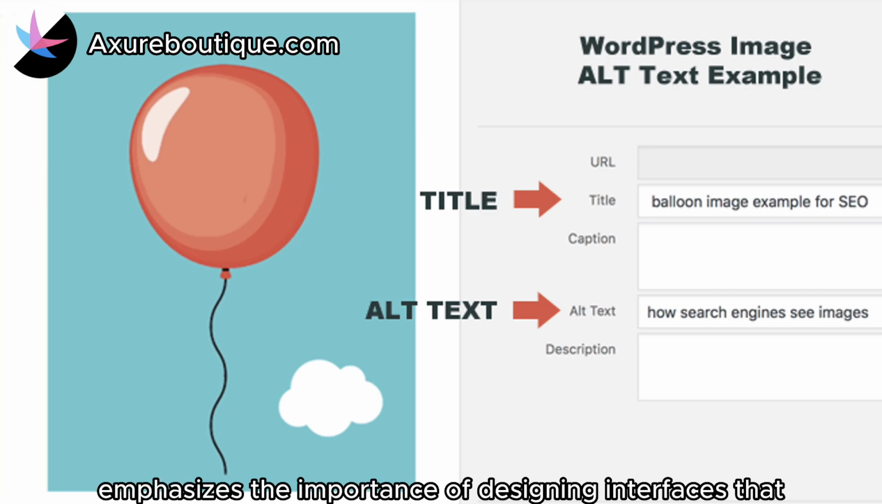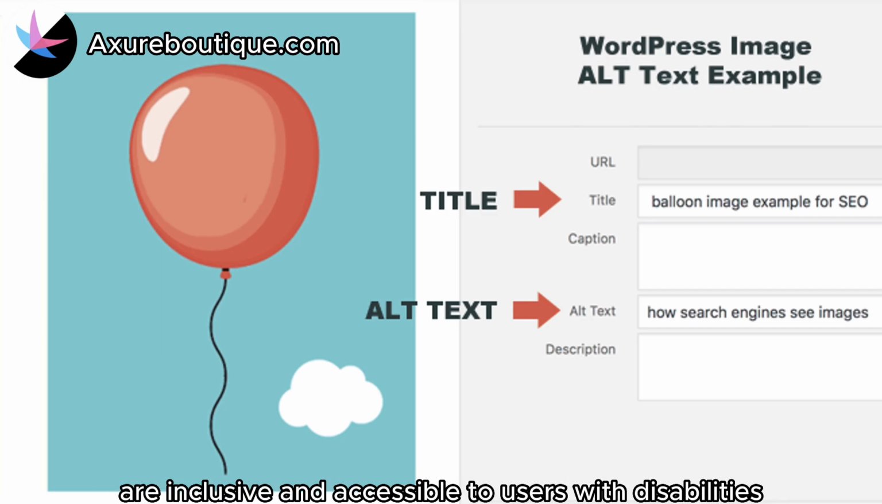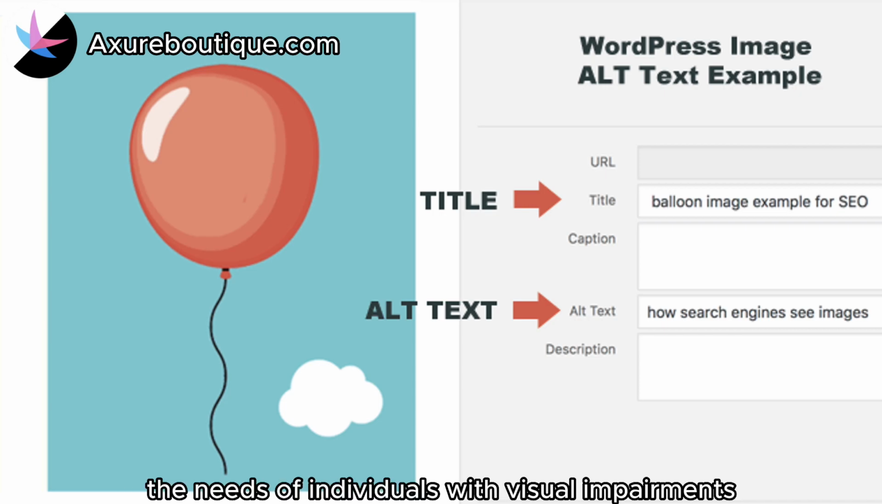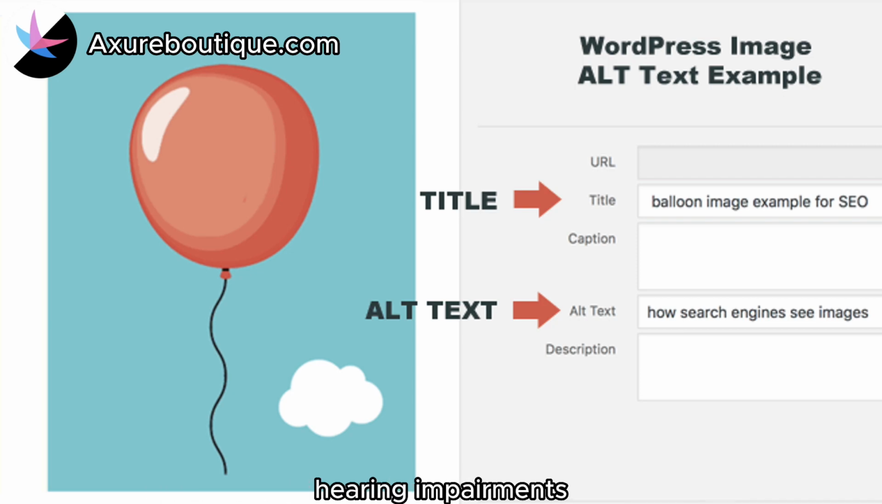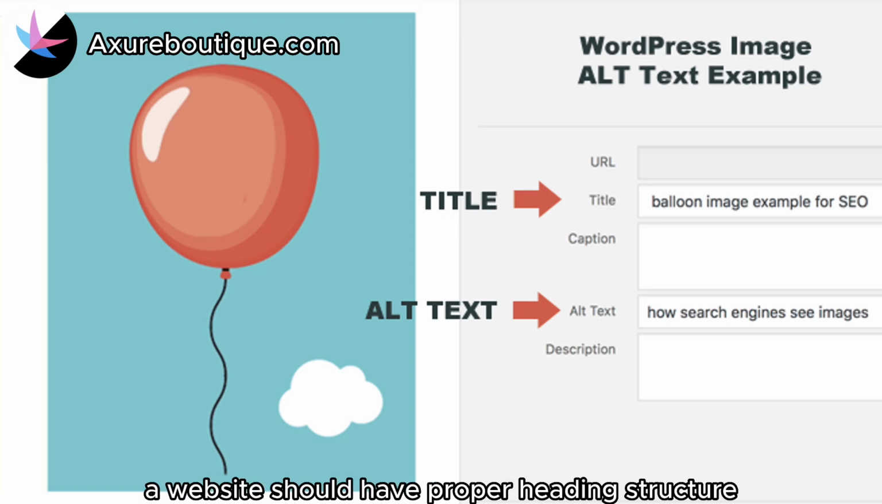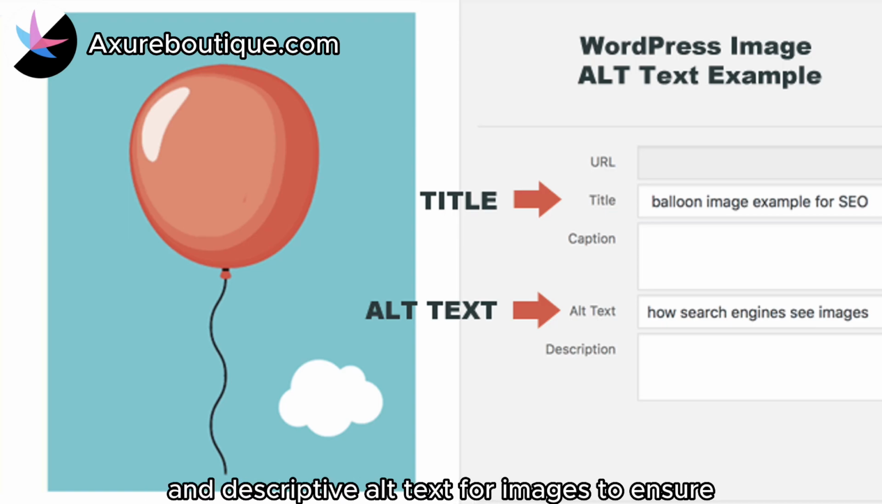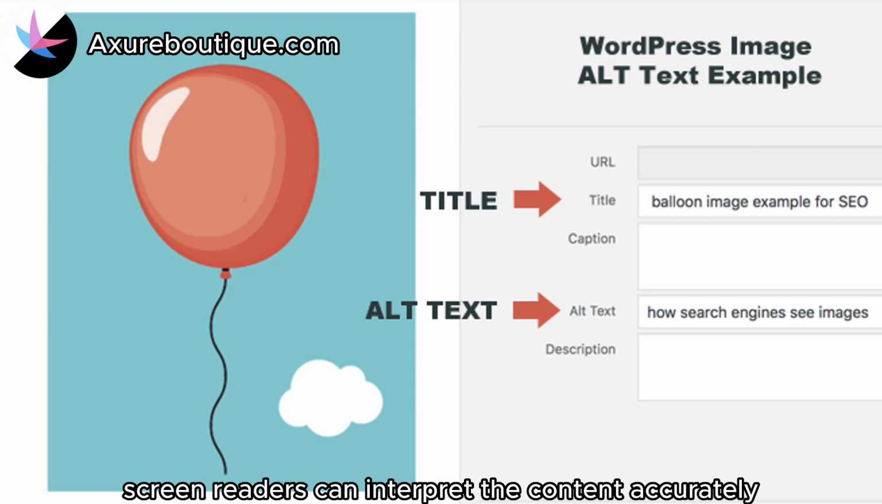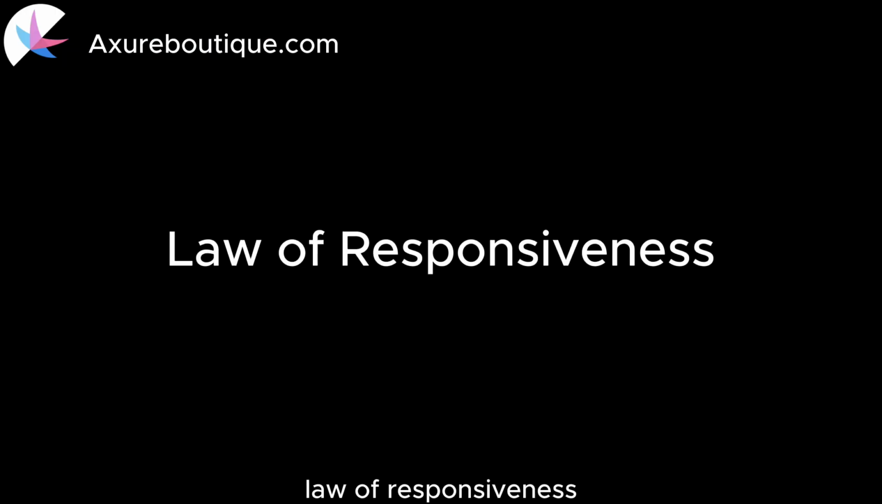Law of accessibility. The law of accessibility emphasizes the importance of designing interfaces that are inclusive and accessible to users with disabilities. This means considering the needs of individuals with visual impairments, hearing impairments, motor disabilities, and cognitive disabilities, among others. Designers should strive to provide alternative text for images, captions for videos, and keyboard navigation options. For example, a website should have proper heading structure and descriptive alt text for images to ensure screen readers can interpret the content accurately.